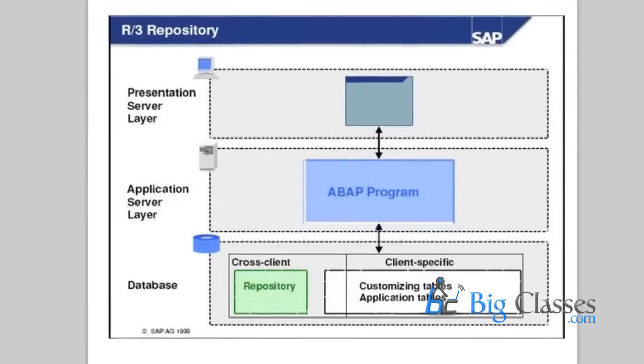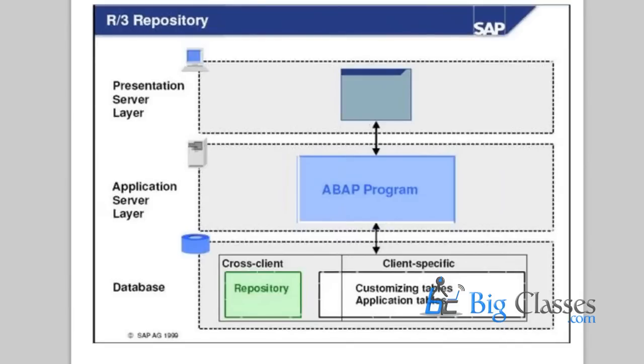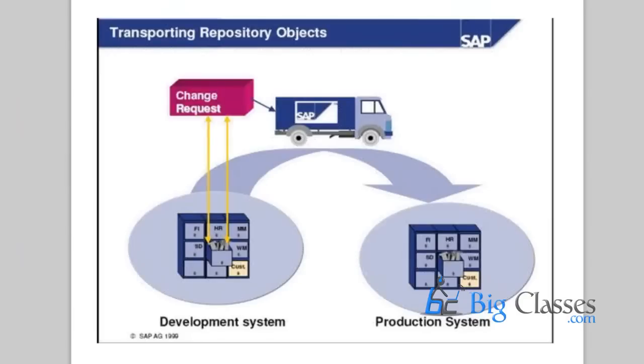Now coming back to where we were. Initially we had discussed the repository object and how we will be doing the development, and whether we can do the development directly in the main system. See, what happens is we have to understand the SAP landscape. We have a concept called SAP landscape. In an SAP landscape, you will be having multiple SAP systems or multiple SAP layers.